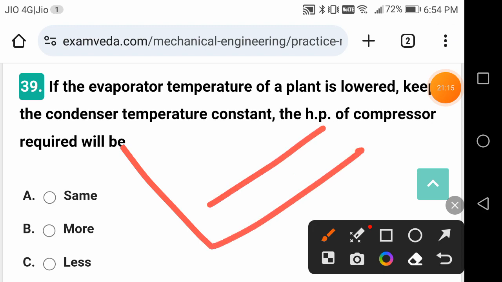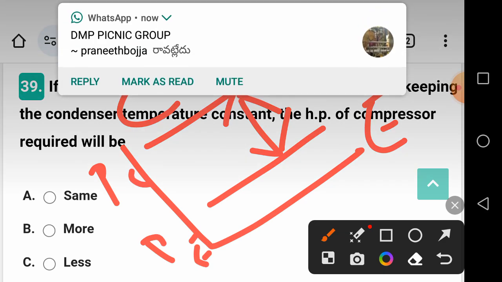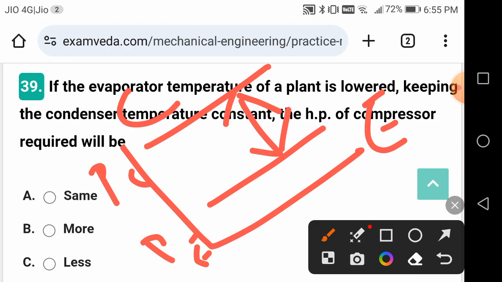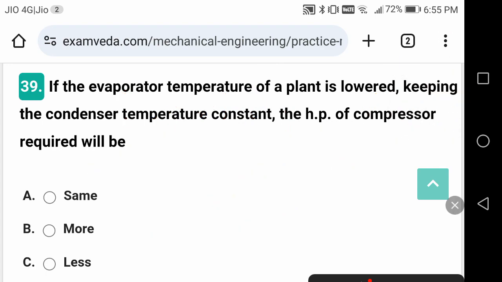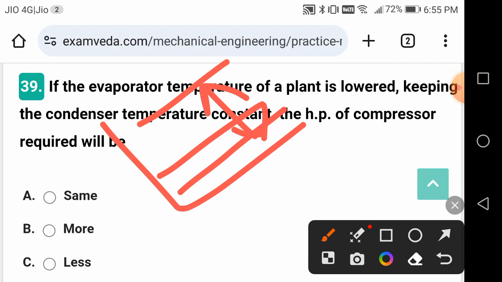This is the lowest temperature, this is the highest temperature, condenser and your evaporator here, friends. So your plant will be working between these two pressures, condenser pressure and evaporator pressure, P-condenser, P-evaporator. So he is saying that if the evaporator temperature of the plant is lowered, keeping the condenser constant, for example, this is lowered. So let us draw once again, this is earlier and it is lowered. So this gap is more, right? So you need more HP.